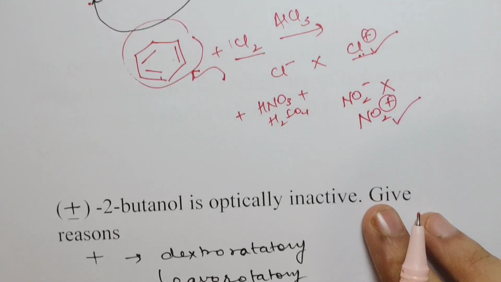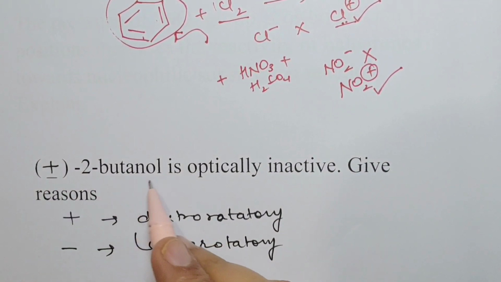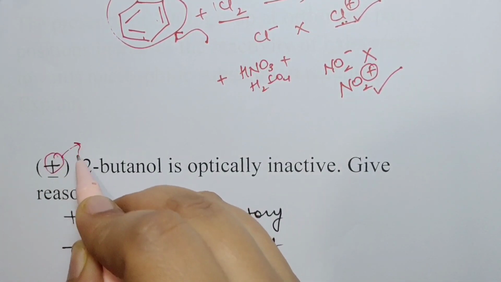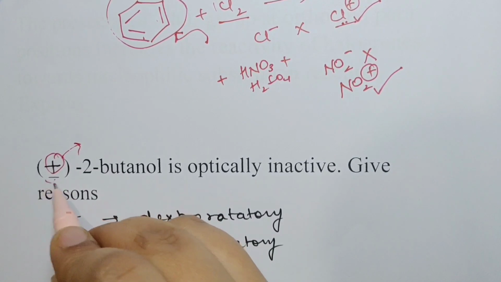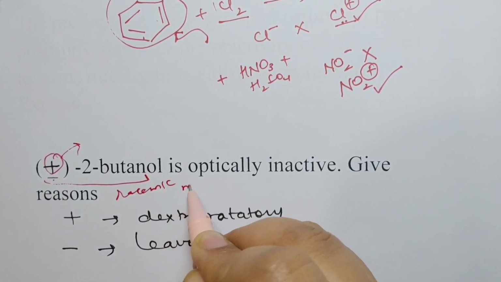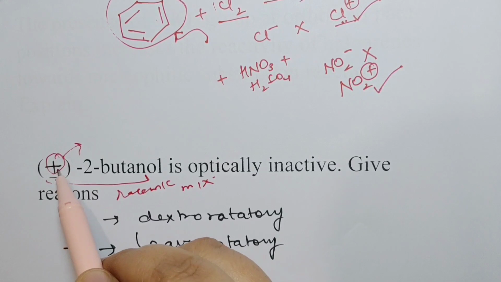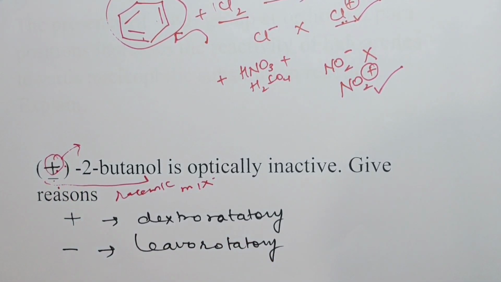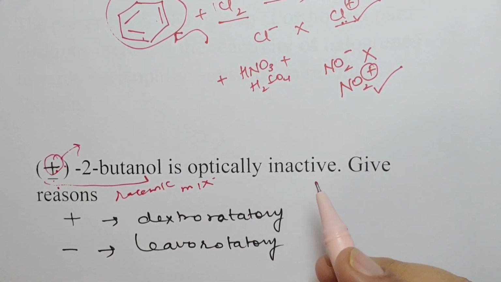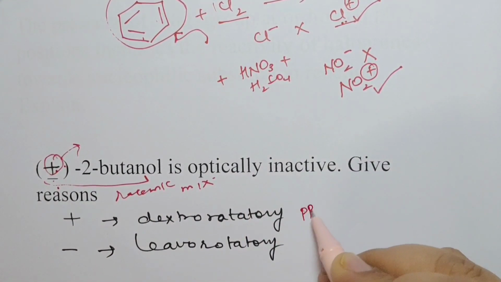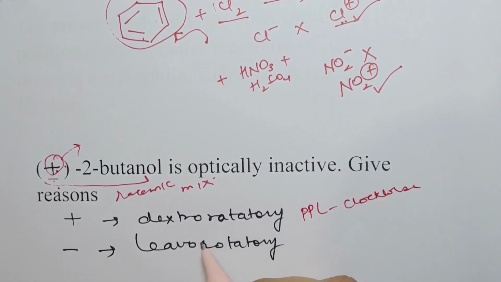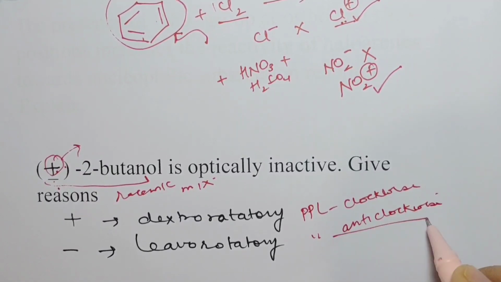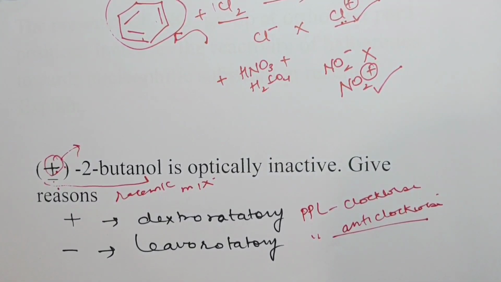Okay, now moving on. Plus minus 2-butanol is optically inactive. Give reasons. So plus minus together means it's a racemic mixture, which has equal amount of plus isomer and minus isomer. That means equal amount of dextrorotatory isomer and levorotatory isomer. The dextrorotatory will rotate the plane polarised light clockwise and levorotatory will rotate it anti-clockwise. So basically they will cancel out each other. The rotations will cancel out each other and it would be optically inactive.